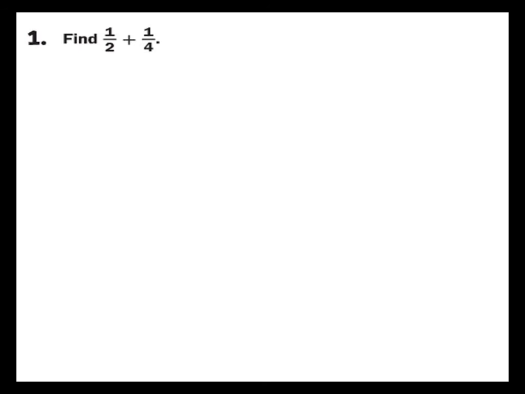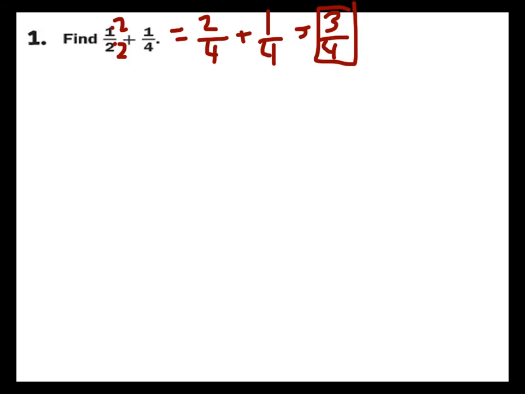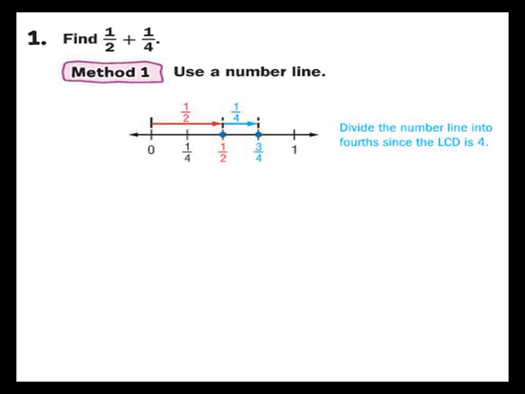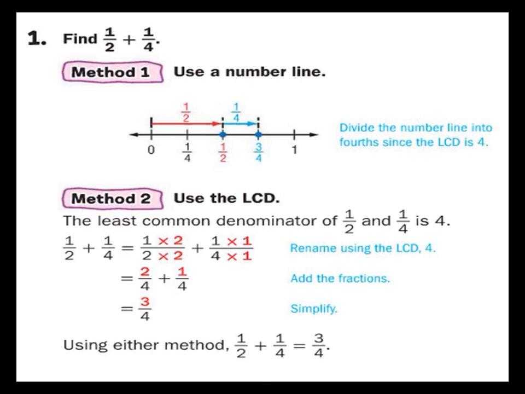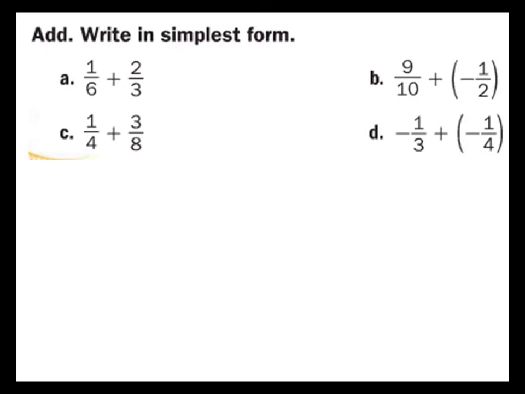All right. On number 1, what would my common denominator be? 4. So what I'm going to do is multiply the 2 by 2. Very good. That's going to give me 2/4 plus 1/4 equals 3/4. Example in the book. So they did it on a number line to confuse you. They also did it with the least common denominator. All right, do A, B, C, and D.